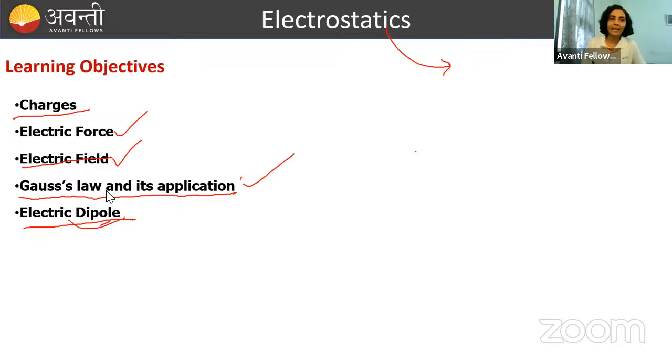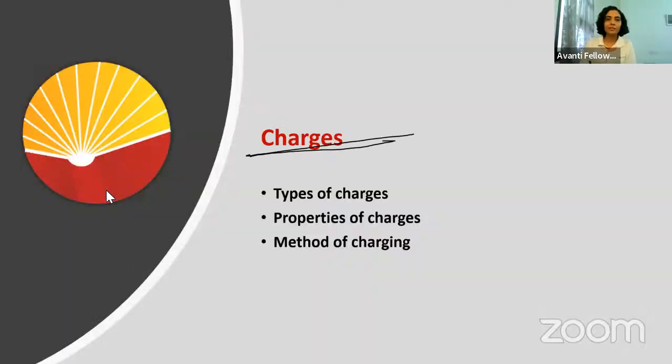Okay? So in today's class, what things are we going to discuss? We are going to discuss the first two things, charges and electric force. Okay? So let's quickly see. Now under charges, what are we going to read? We are going to read types of charges, properties of charges, and then we will see how we can charge bodies. If I have a neutral body, this neutral body can be a conductor or insulator, and if I have to charge this body, how can I do it? Okay, so under this we will cover this.